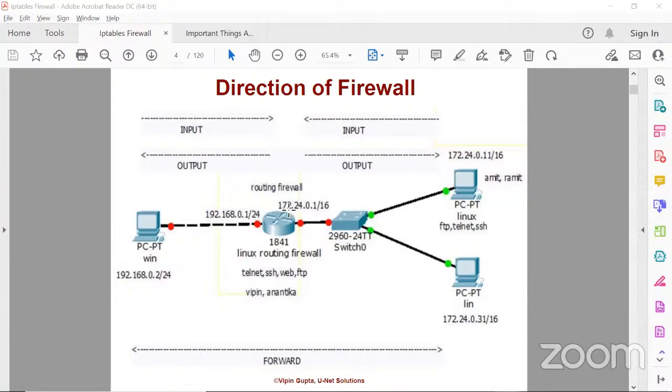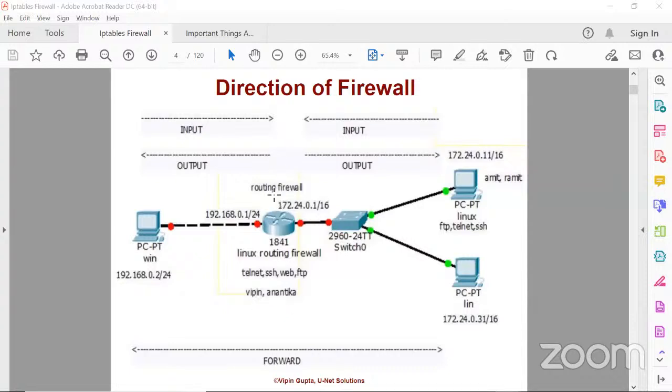Because this is a Linux system, I have implemented certain servers there. One is a telnet server, one is an SSH server. Please remember, you use telnet and SSH for managing remote systems. That means if I have to manage your server at NIT Hamirpur while I'm sitting in Chandigarh, I have to manage those systems remotely. So generally we use 2 protocols, telnet and SSH. In my case, I have implemented both servers here. Also, I have implemented a web server and an FTP server here, and I have created 2 users, VPN and Anantika.